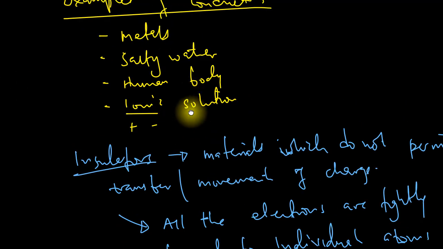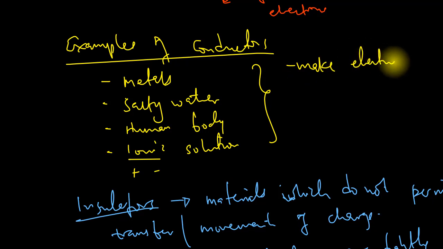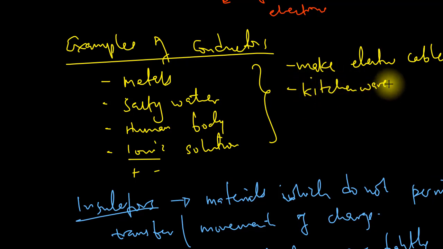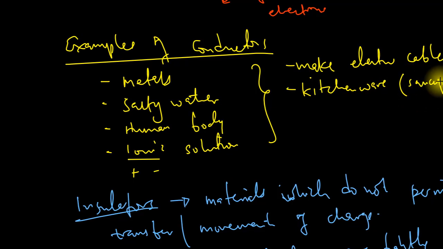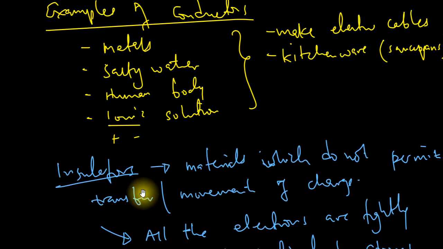Whereas the conductors are used in real life to make electric cables, and most kitchenware is made from conductors. Kitchenware mainly saucepans and some dishes. Okay, these are the two main types of materials in classification according to their electrostatic behavior.